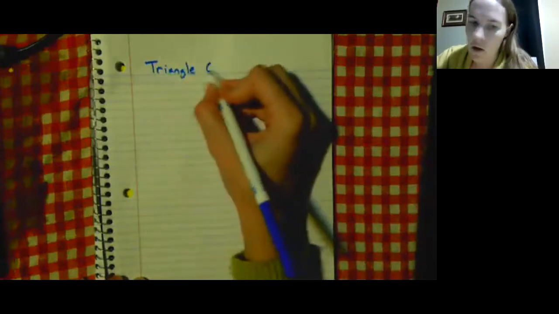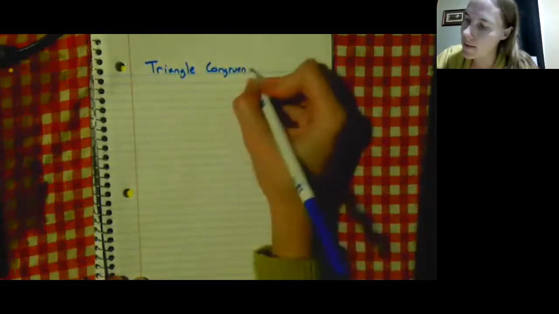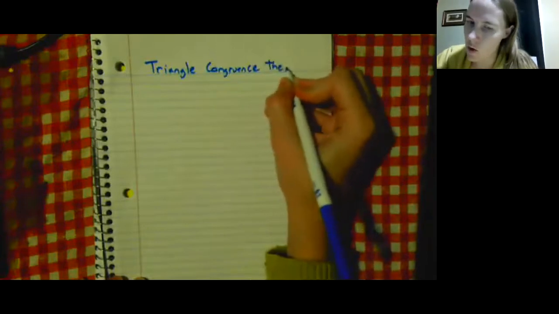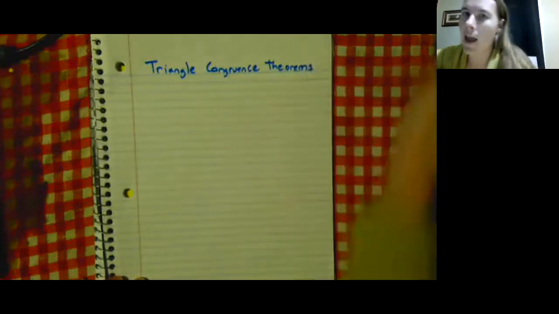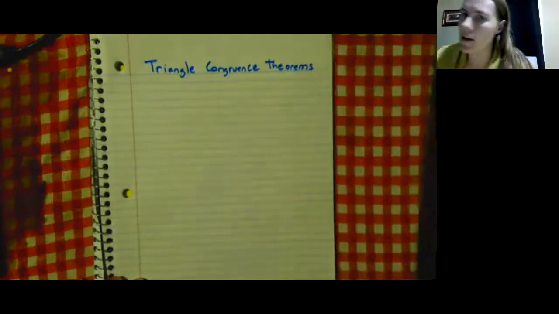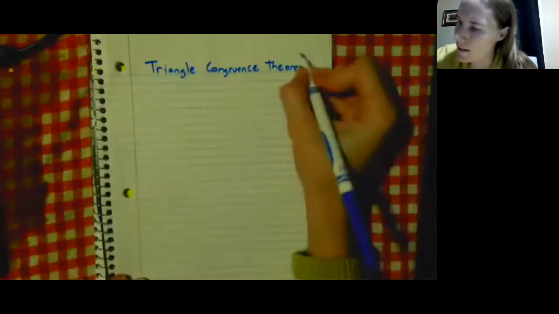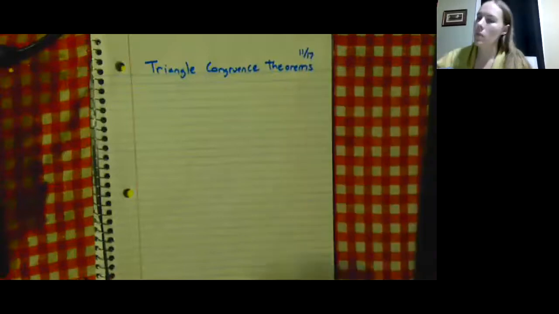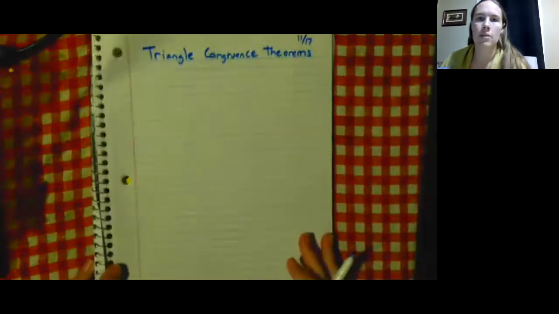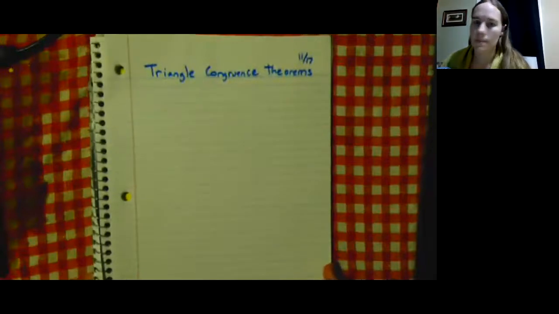Good morning. So what we're going to do today is summarize what we just learned with that Desmos. So with that being said, we are going to take some notes about our triangle congruence theorems. And it is the 17th. Yes, it is the 17th. So, it's your triangle congruence theorems.